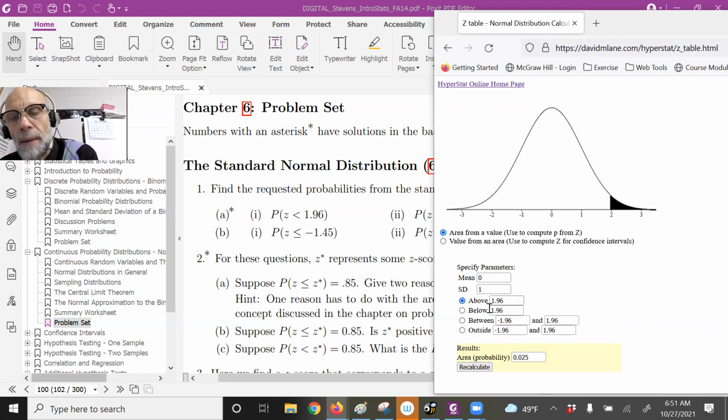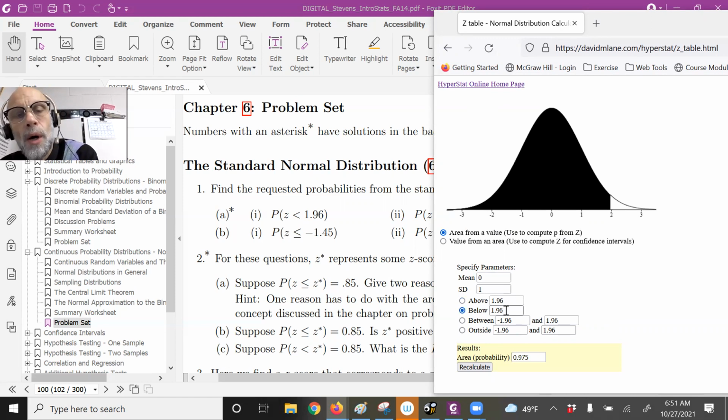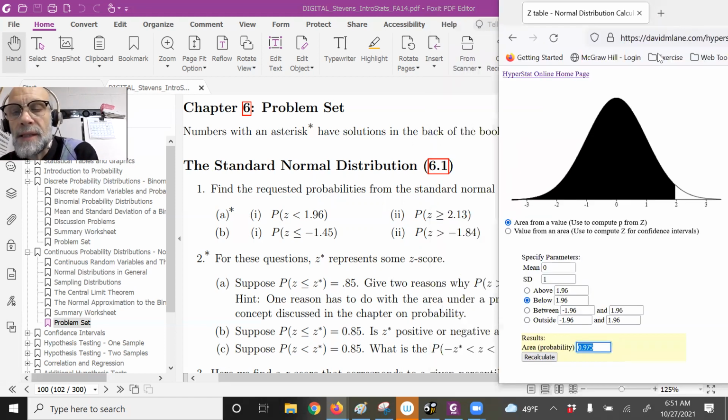I want to know the probability below 1.96. You have to key that in. I just got lucky, and that's there. So that's the probability. And see how it sketches the graph for us really nicely? So that's the answer for A. And if you look it up in Dr. Stevens' work, that's a start exercise, you'll see that he'll have a very similar answer, if not the same answer.